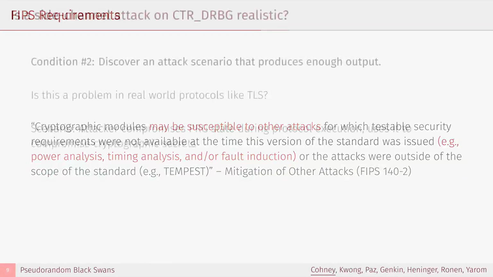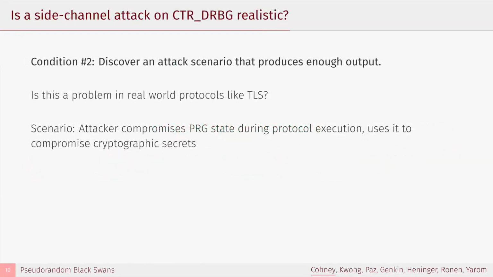The second precondition for mounting a successful attack against counter DRBG is discovering a scenario wherein our attacker can actually observe raw output from the RNG. In such a scenario, the generator must also produce enough output during its phase 2 loop to make a side channel attack viable. We therefore needed to determine if this can occur in a real-world protocol like TLS. Ideally, the attacker would use side channel analysis to extract the key during protocol execution and then decrypt a block of observed output to obtain the counter value.